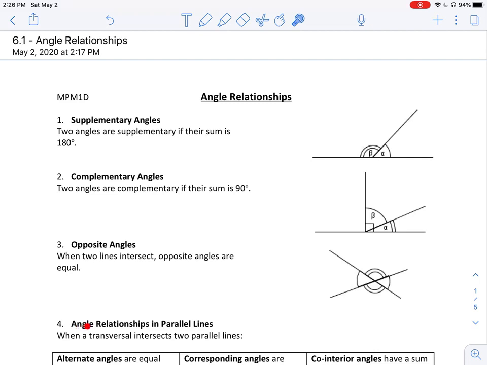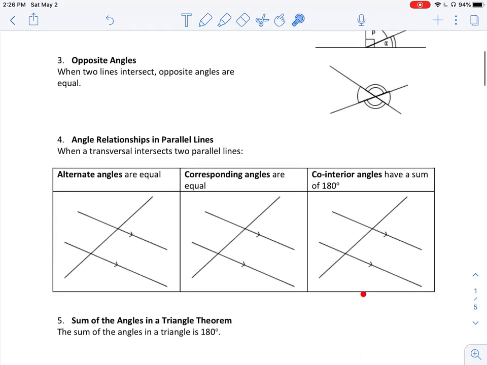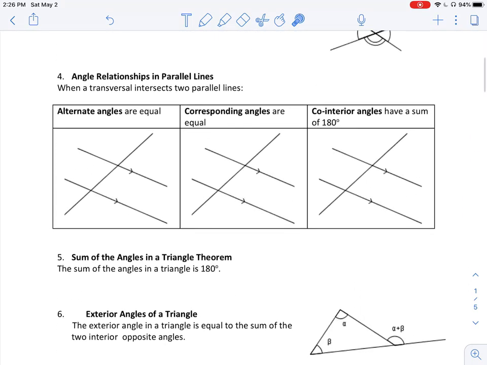When we're talking about angle relationships in parallel lines, we have different types of relationships here. So the first one we have, alternate angles are equal. So alternate angles would be one that fits in here, and the other one that fits in here. They are alternating. Or I look at it and I see a Z pattern. Right? We can see how that creates a Z. So alternate angles are equal, or I just think of it as a Z pattern.